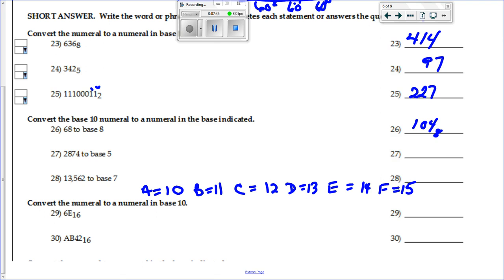So if I'm going to change these to base 10, this would be 6 times 16 to the 1 plus, now E represents a 14, so I would write 14 times 16 to the 0. Okay, because you don't write an E when you're changing it to base 10, you write what it's equivalent to, which is 14. You add them up, and that comes out to be 110.